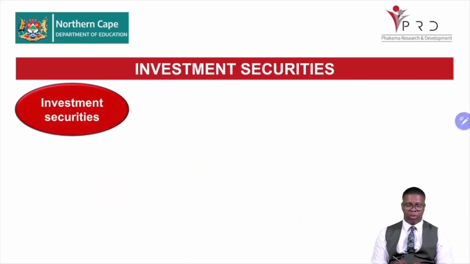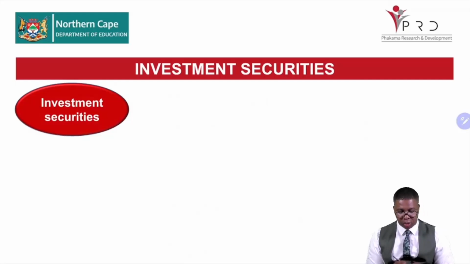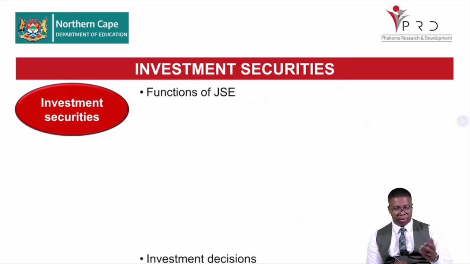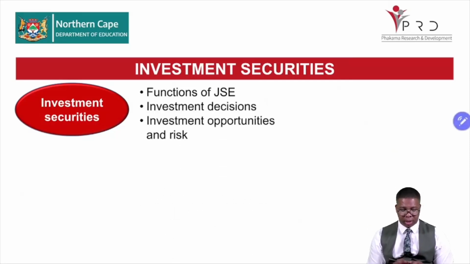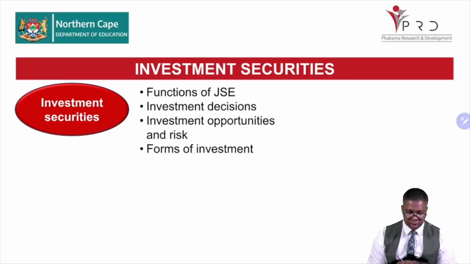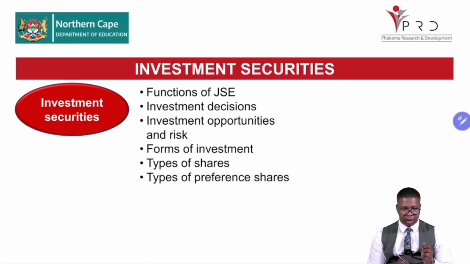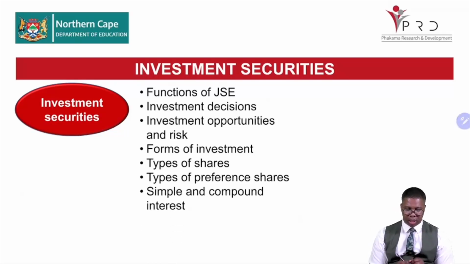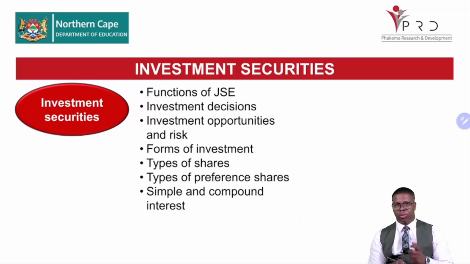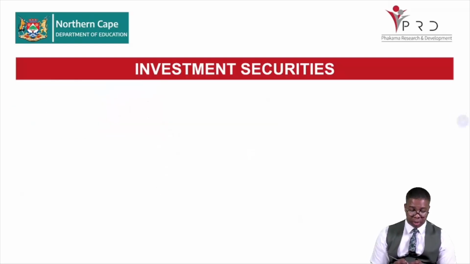Then we look into the second subtopic here, which is your investment securities. When you look into your investment securities, you should know the functions of the JSE, investment decision factors, investment opportunities and risk, together with forms of investment and types of shares, together with types of preference shares. Then look into simple and compound interest and how to calculate it. This is one subtopic that has calculations, so you should be ready and bring your calculator as you are going to write your paper 2.